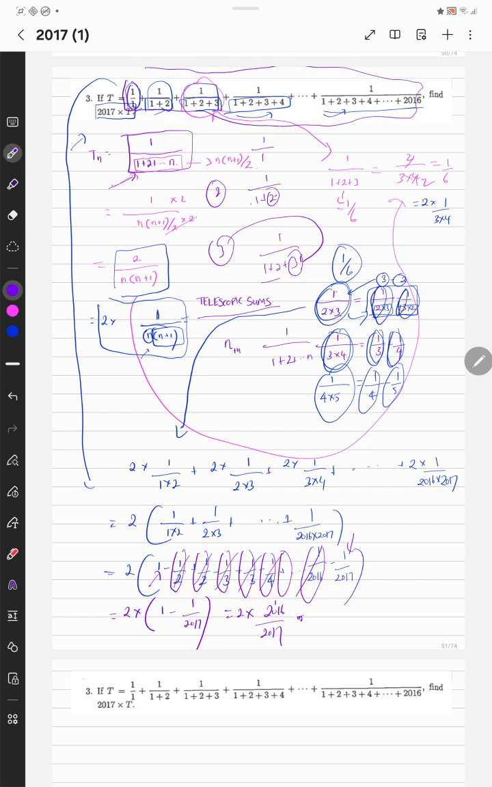But do we have to find that? Not really, because they are asking for 2017 times t. So if this is t, we need 2017 t's. We have to multiply it by 2017 times 2 times 2016 over 2017. So we can cancel the 2017 off, and we end up with 4032. And that would be the answer for this question as well.